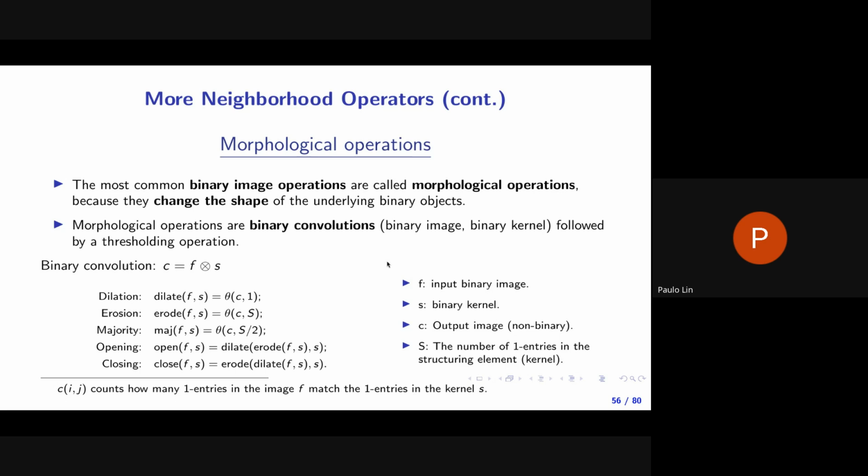And to apply morphological operations, we first threshold the image C, which is the result of a binary convolution, and then we apply different thresholding values. For instance, for dilation, we apply a thresholding of 1. For erosion, we apply a thresholding of S. S corresponds to the size of the kernel. Opening is a combination of dilation and erosion, and closing is also a combination of both operations.